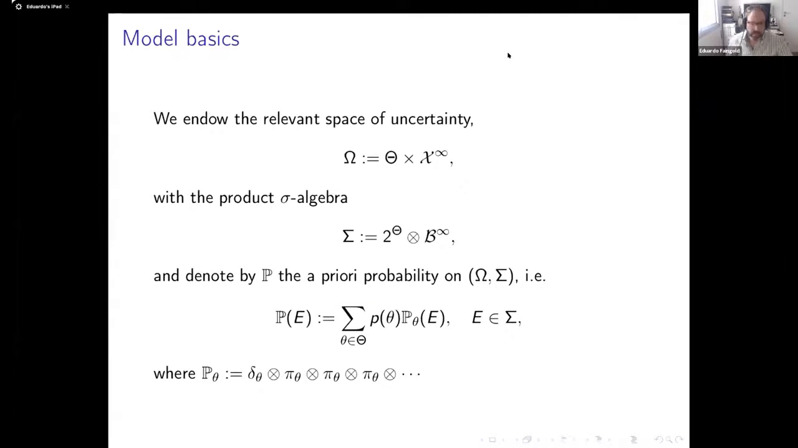So, a little notation. The relevant space of uncertainty here is the cross product of the parameter space and the space of infinite sequences of profiles of signal realizations. That, of course, has a natural sigma algebra, which is the product sigma algebra. And there's an a priori probability on this space of outcomes. Let's start with P theta. P theta is basically a point mass distribution on the parameter theta, and then IID draws from the experiments pi theta. At this ex ante stage, you get a mixture of the P thetas, weighted by the prior little p on theta. So that's our notation.